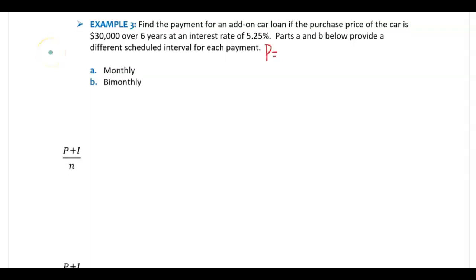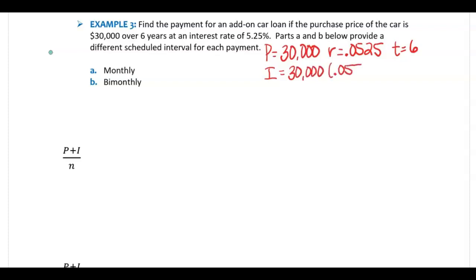So here, P is $30,000. R is 0.0525. Again, you must change from percentage to decimal form. And T equals 6. We must find interest I, which is principal times rate times time. Interest then would be $9,450. That is found by multiplying 30,000 times 0.0525 times 6.